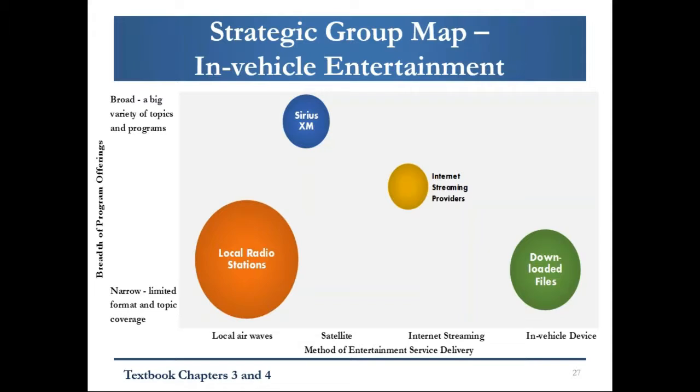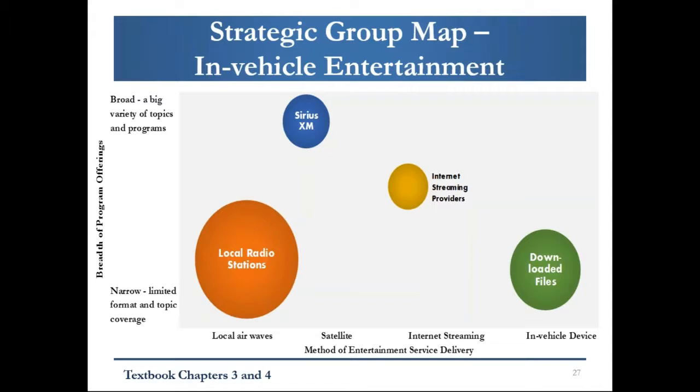Then along the axis on the bottom, the method of entertainment service delivery. Once again, you've got local, you've got Sirius, who's the only satellite provider now. Then you've got the internet streaming providers, who, with respect to breadth, are probably closer to Sirius than they are to the local stations, but they're not nearly as broad as Sirius.